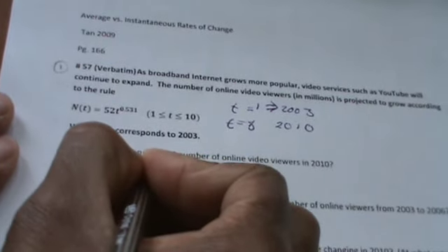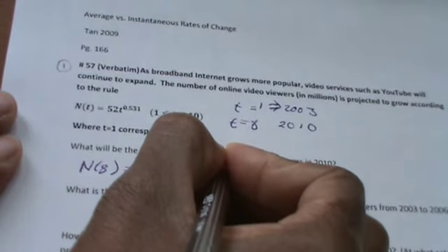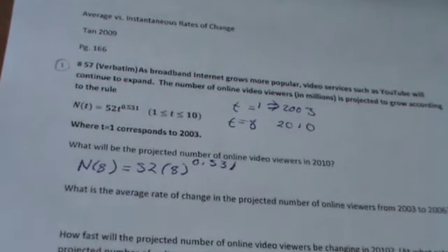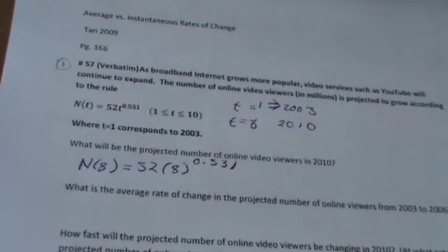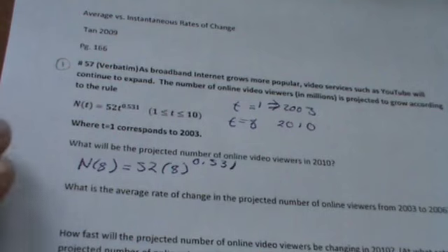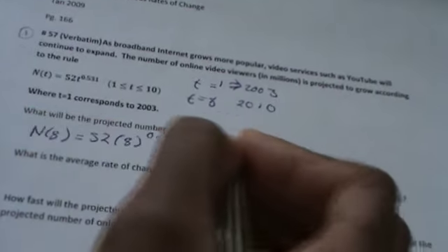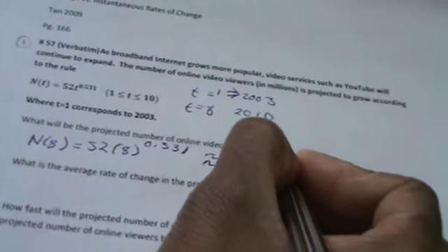This equals 52 times 8 to the 0.531. All right, so you just plug that in your calculator. And I got 156.87. Okay, now that's not going to make any sense because you can't have a fraction of a viewer. So I'm going to say that this is approximately equal to 157 viewers.